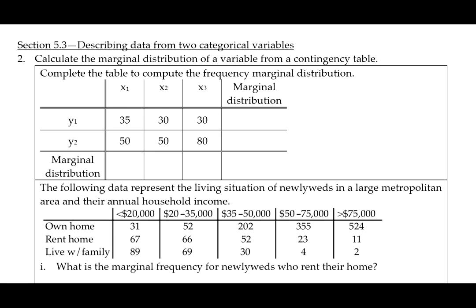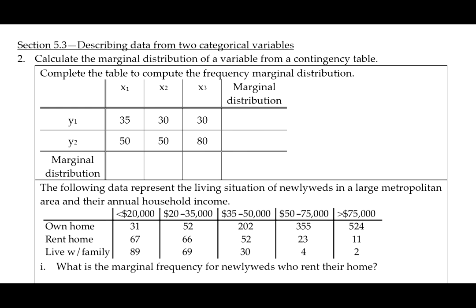The second learning objective in section 5.3 is to calculate the marginal distribution of a variable from a contingency table. The marginal distribution just consists of the row and column totals for the different categories. So let's look at this simple contingency table given in this first example here, where we're just needing to complete the table to compute the frequency marginal distribution.